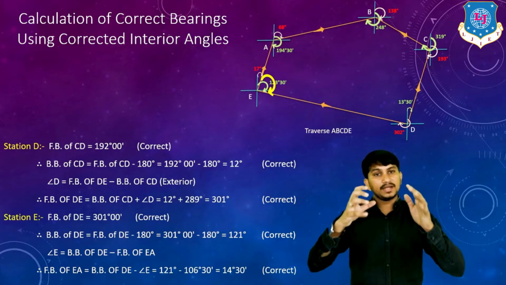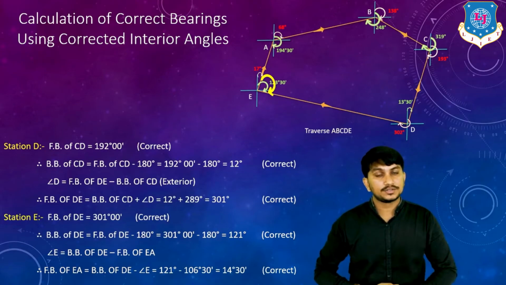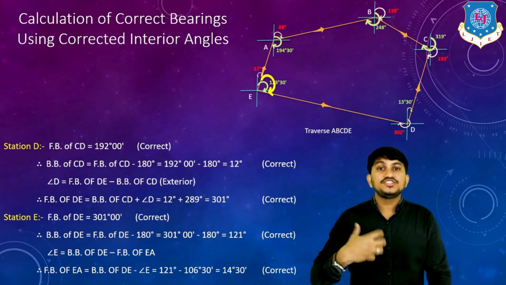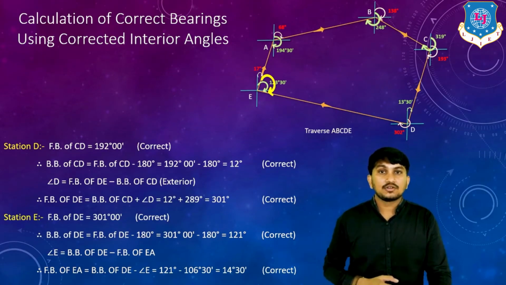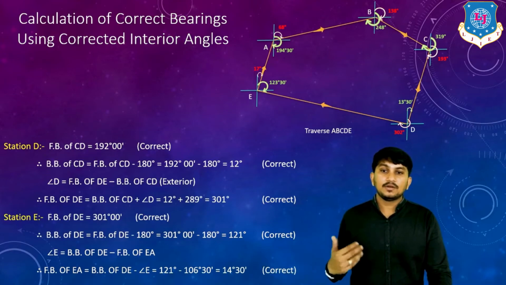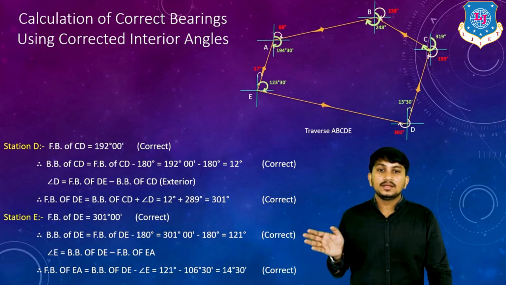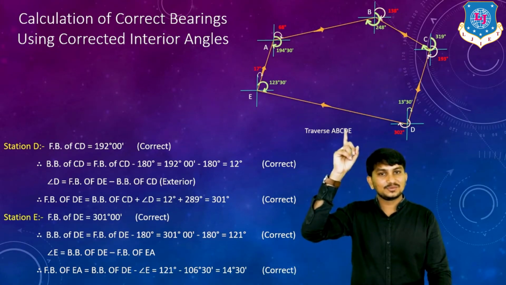This is how we can find out corrected bearings of the stations which are affected by local attraction. Now we will check whether these readings are correct or not. For checking, we have the data of FB of EA. To find BB of EA, we have to add 180 degree. So 14 degree 30 minute plus 180 degree is 194 degree 30 minute, which is shown in the figure already.